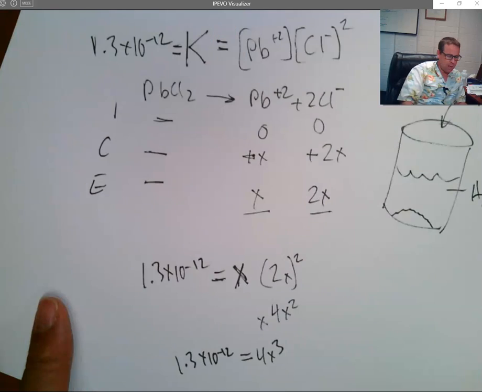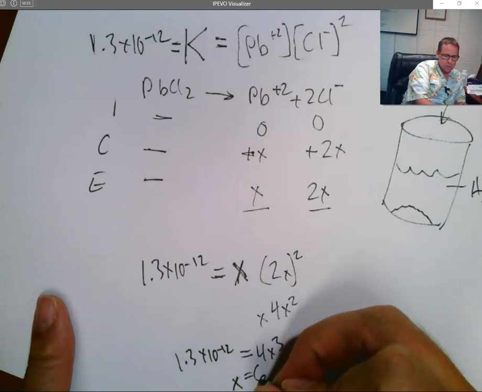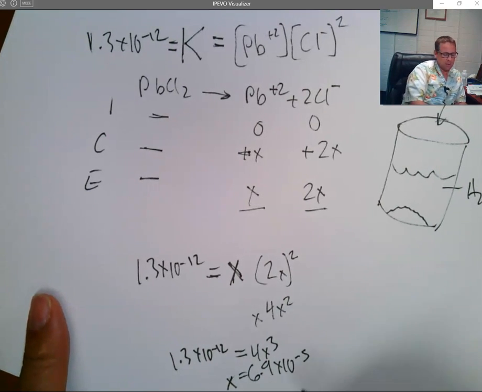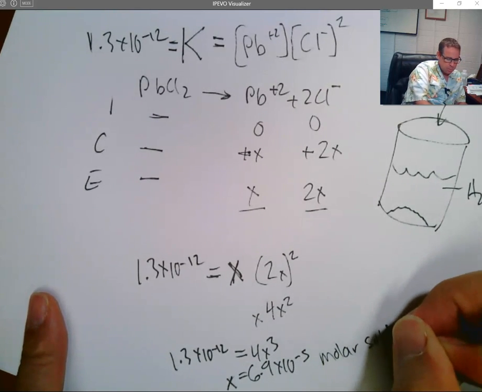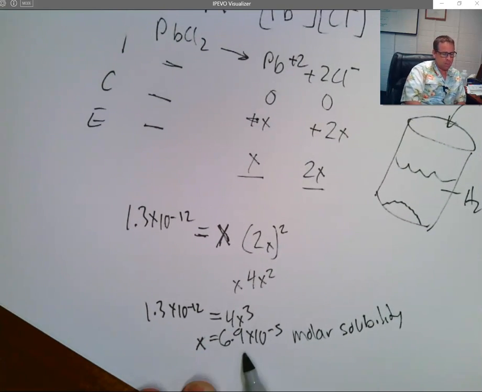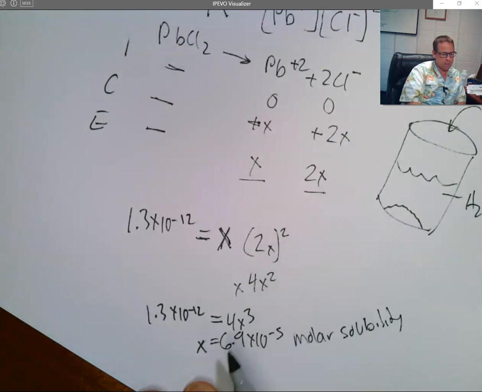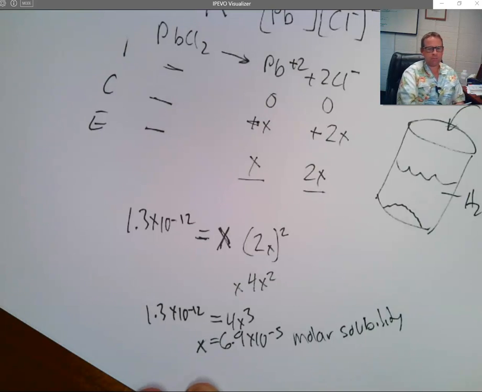6.9 times 10 to the minus 5 is what x equals. X equals 6.9 times 10 to the minus 5. All right, that is the molar solubility for our compound. That's our molar solubility. It relates to the concentration. If I wanted to know the concentration of chloride ion, it's 2x, so I can take this value and multiply it by 2. This is the concentration, this is the x, of lead ion at equilibrium.